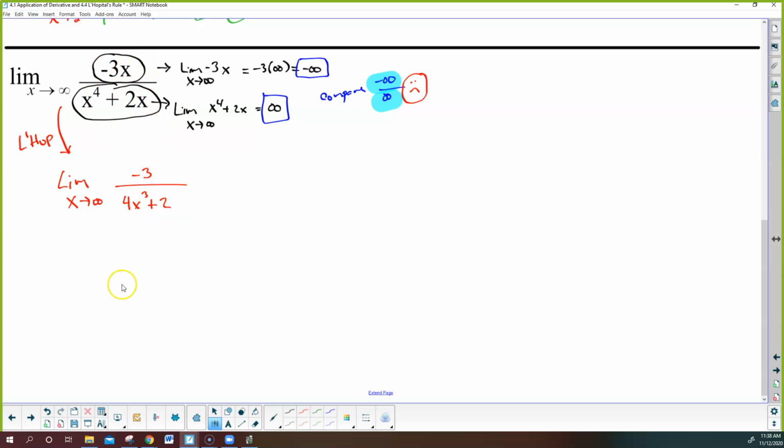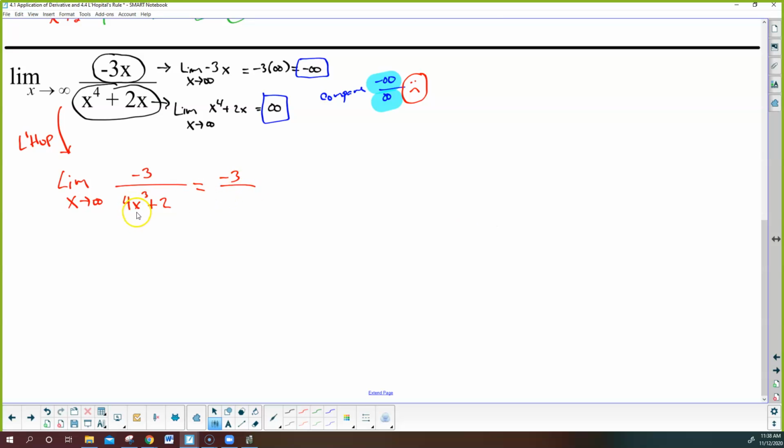Now, sometimes we have to keep doing it. By the way, you can use L'Hopital's rule as many times as you want. So if this answer didn't give us a form that we knew, if it gave us another indeterminate, then I would have to do L'Hopital's rule again. And you just keep going, taking the derivative until it's done.